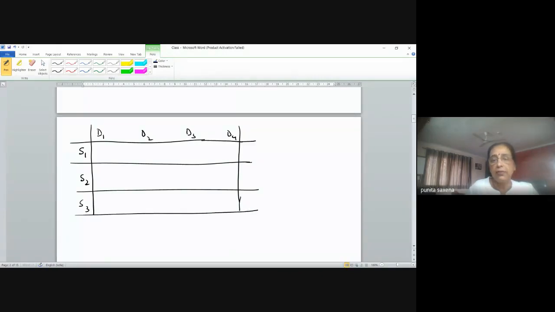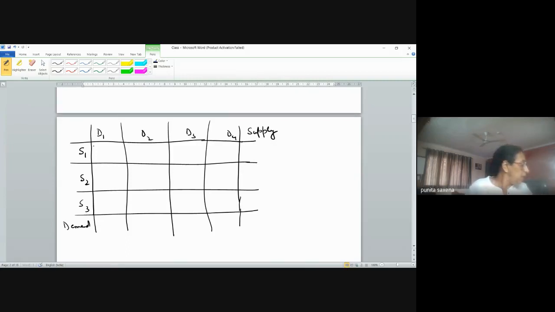Now we'll start with just one problem, and you will see how each method of finding the initial basic feasible solution is an improvement over the other. Okay, so here I'll write the supplies, and here we'll write the total demands. Now the per unit costs of transportation are 2, 3, 11, 7.